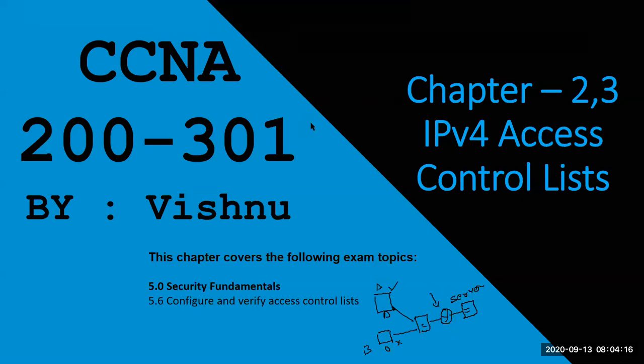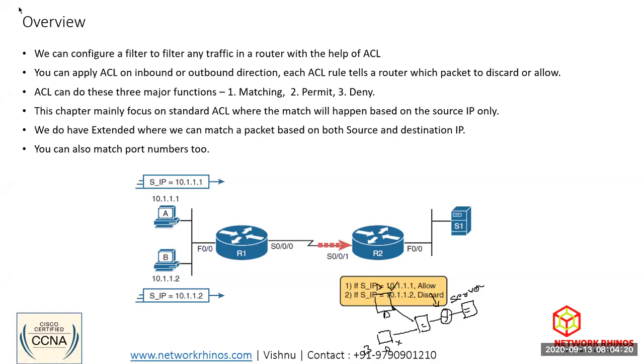Normally in CCNA we have IPv4 ACLs, access control lists, in which we control the traffic flow based on the IP addresses. So here we can configure a filter to filter any traffic on a router with the help of an ACL. You can apply the filter or ACL in either the inbound direction or the outbound direction of a router, and depending on what direction you apply, the traffic will be filtered.